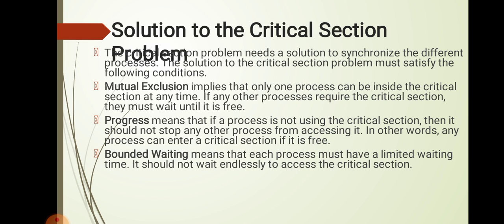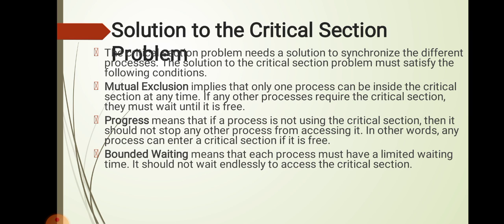The second condition, or second requirement, is progress. Progress means that if a process is not using the critical section, then it should not stop any other process from accessing it. If the critical section is free, then any other process can enter the critical section.